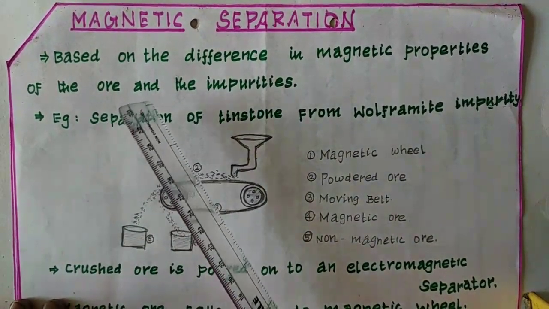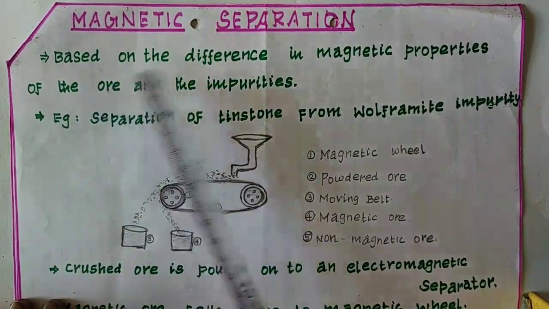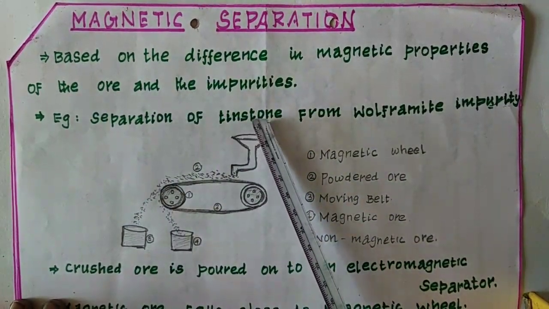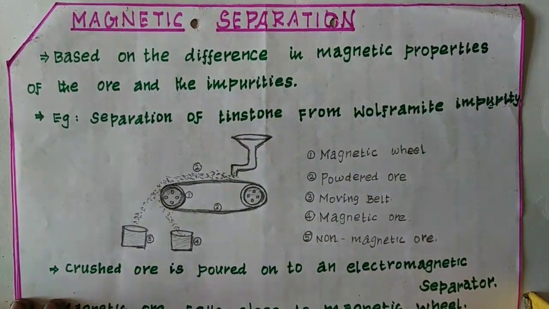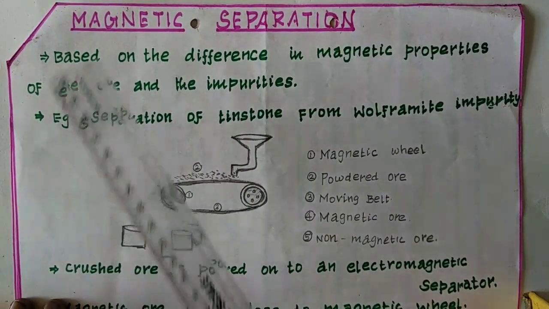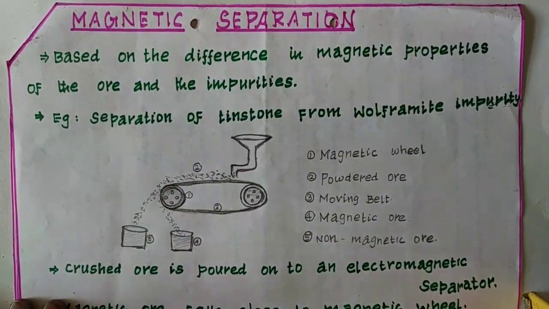For example, if the ore is magnetic in nature, the impurity must be non-magnetic, and vice versa. If the impurities are magnetic, the ore must be non-magnetic. So that is the basic criterion for an ore to be concentrated using the magnetic separation process. It is given here.